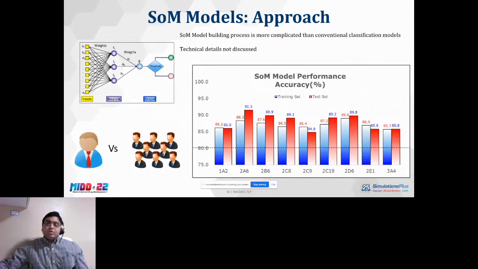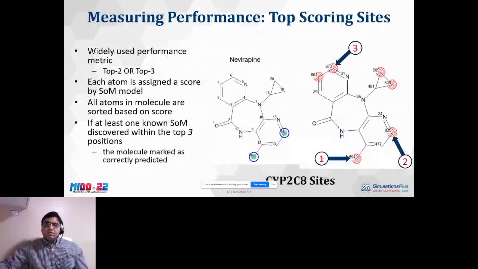How do we measure the performance of these sites of metabolism? Apart from accuracy, sensitivity and specificity, which are conventional scoring metrics in classification models, there is a widely used performance metric they call top 2 or top 3. Here, each atom is assigned a score.